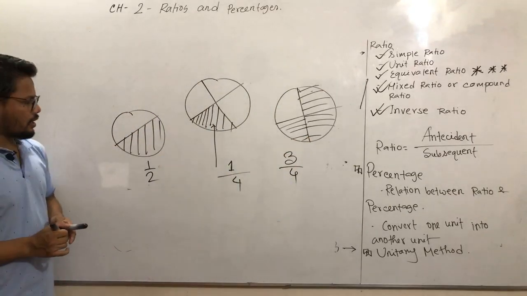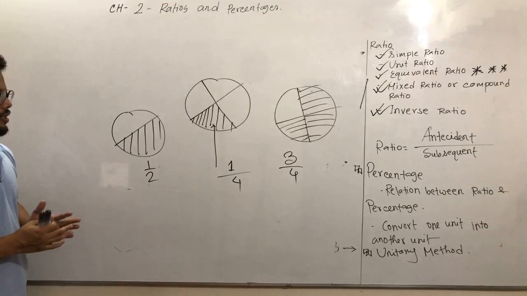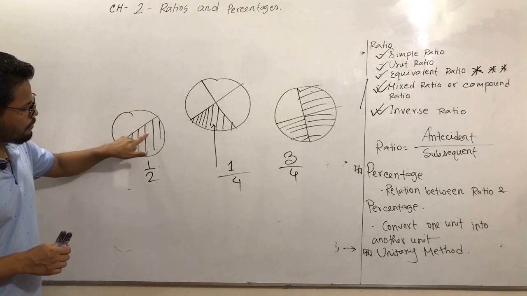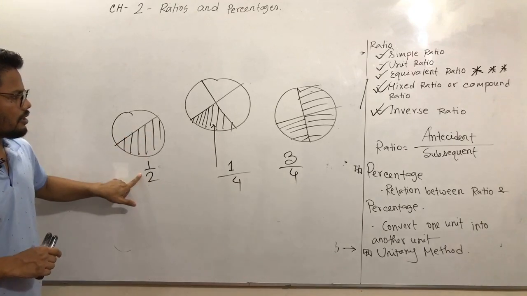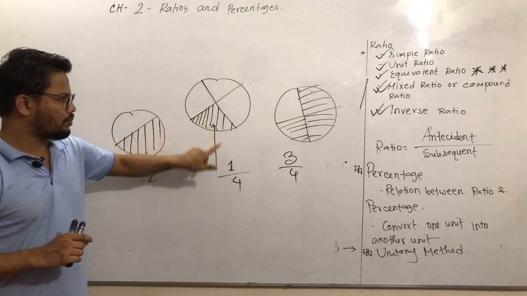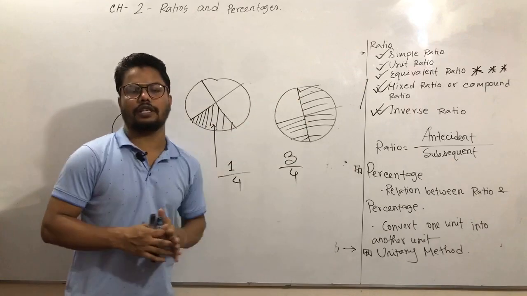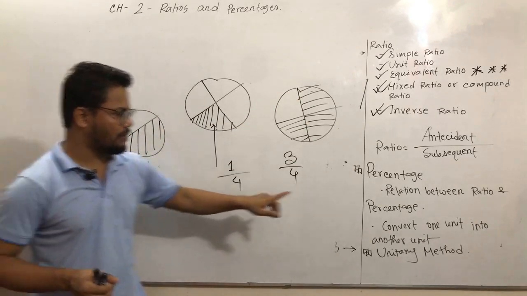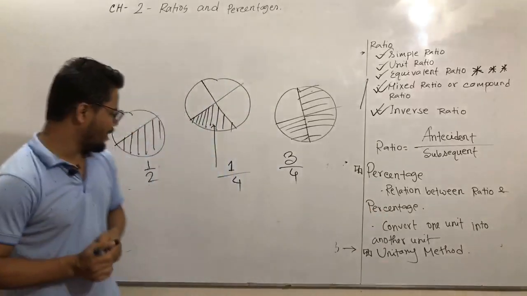So there are 3 different ratios here. Here you see inside the circle, the semicircular part is the dark or shaded region, 1/4 and 3/4. If you convert these fractions into percentages, what will they be?